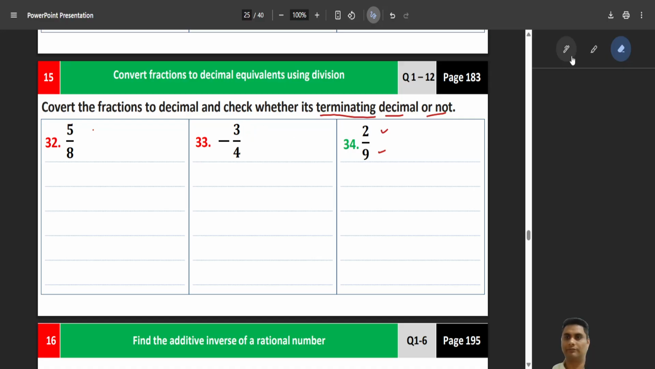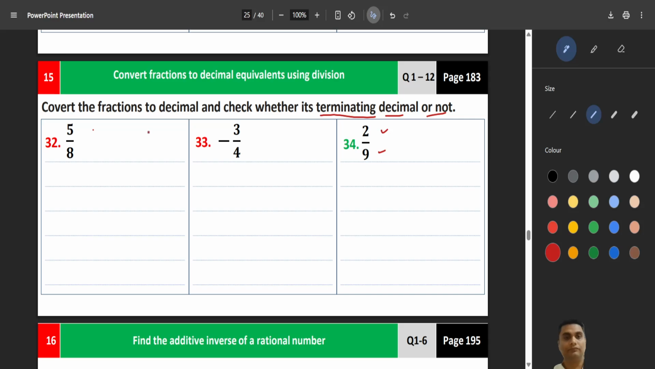Now check. See, let's say I give you decimal 1.25 or 1.3 or 0.75. See, these decimal numbers, they stop after a particular number. This number ends at 5. This number ends at 3. This number ends at 5. So if a decimal number stops after a particular number, we call it terminating decimal. What do we call it?